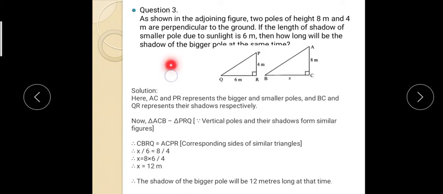Third question. As shown in the adjoining figure, two poles of height 8 meter and 4 meter are perpendicular to the ground. If the length of the shadow of the smaller pole due to the sunlight is 6 meter, then how long will be the shadow of the bigger pole at the same time, x? We have to find out the value of x.